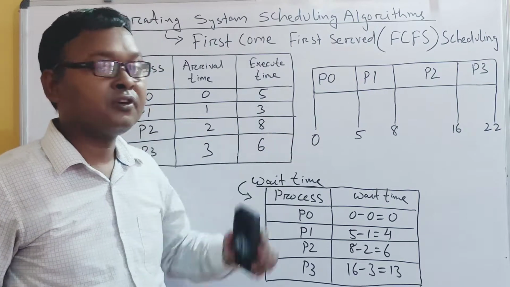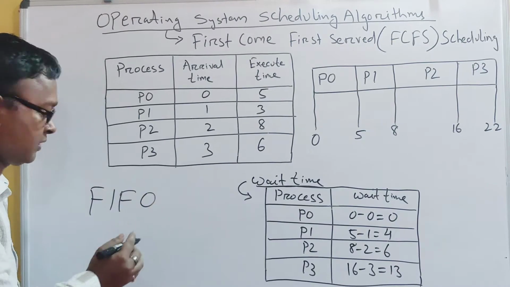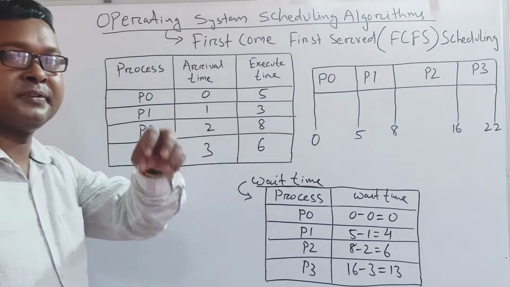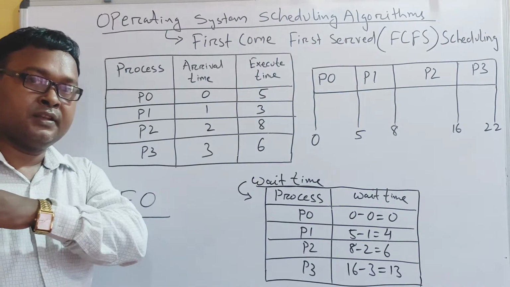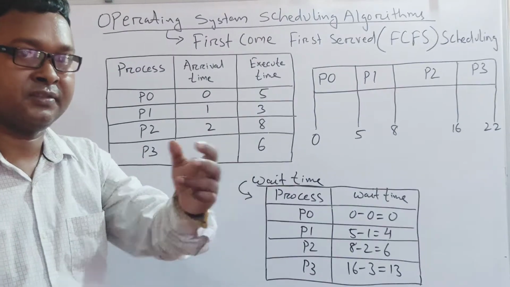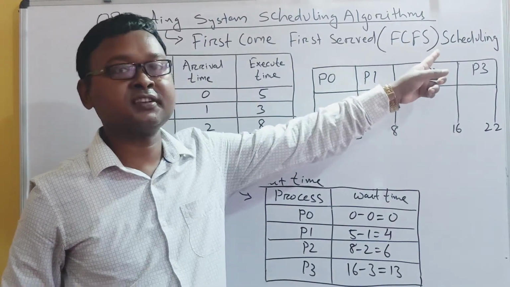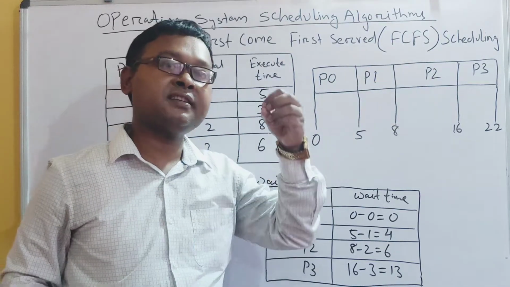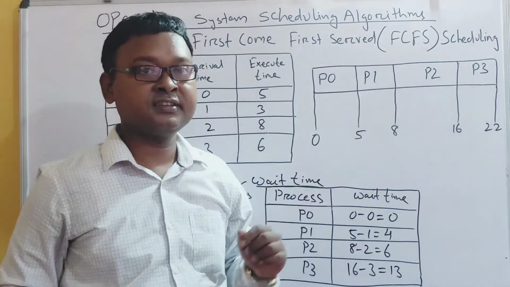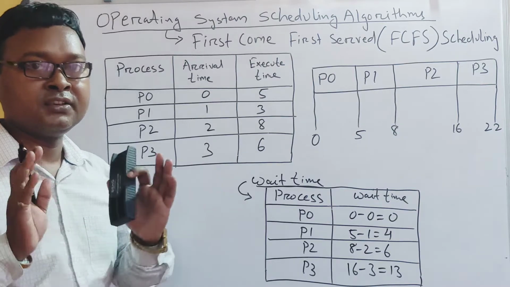The FCFS algorithm follows the FIFO rule: first in, first out. The process that has entered the processor first will come out of the processor first, then the next process, then the next. By the name FCFS, first come first serve, you come to know that the process that comes first will be served first by the processor. So FCFS follows the FIFO rule and is a non-preemptive algorithm. Up to now it is clear?